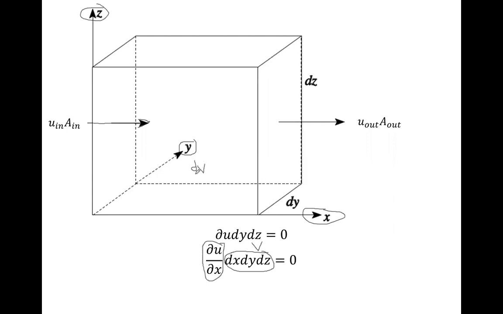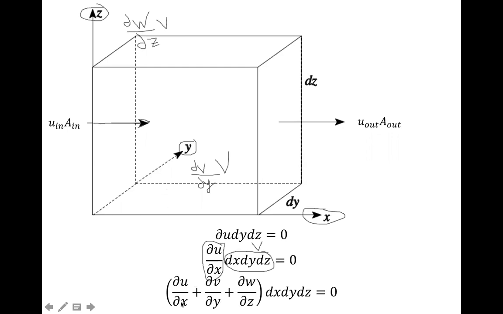So in the y direction, I'm going to get dv/dy times the volume of my box. And in the z direction, I'll get dw/dz times the volume of my box. So now I can just add all these pieces together, and that will be my total volume transport through my box. So I have du/dx plus dv/dy plus dw/dz times the volume of my box equals 0.